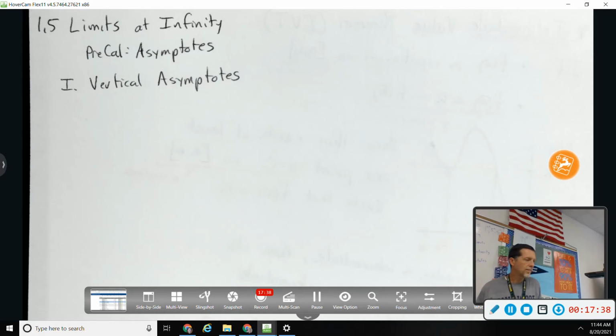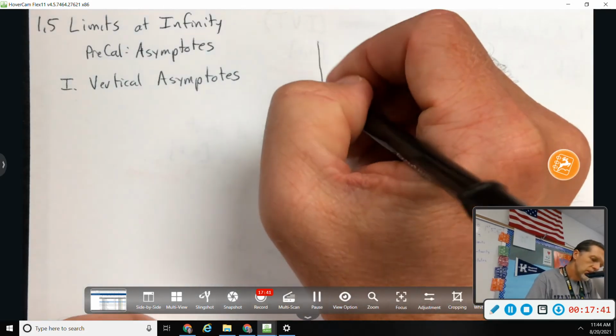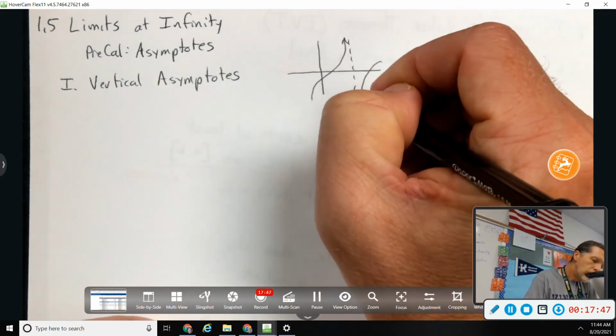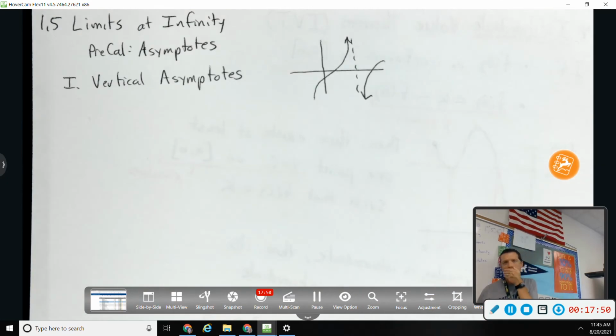Number one, vertical asymptotes. Seen these before in pre-cal. Do you remember what causes a vertical asymptote? Something on the top and bottom cancel out of a fraction. Oh, you're close. You're thinking the right thing. What happens if something top and bottom cancels? That makes kind of a non-answer. It makes a hole. So if a factor top and bottom cancel, it makes a hole.